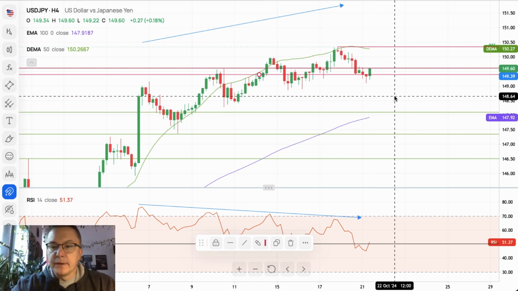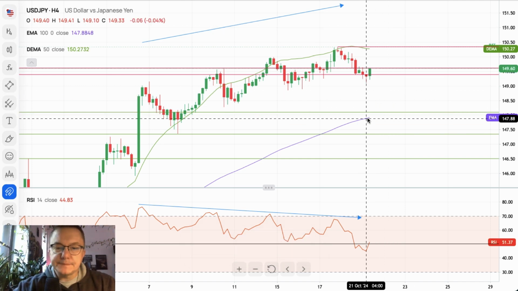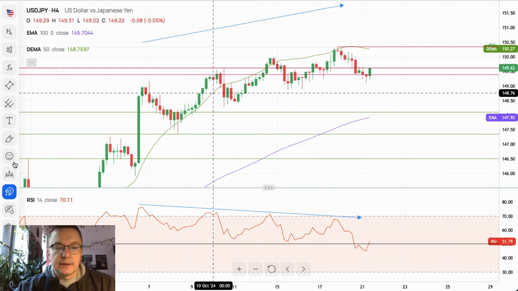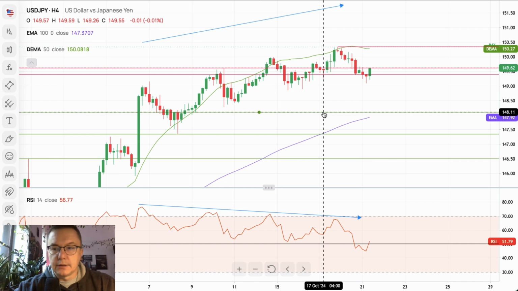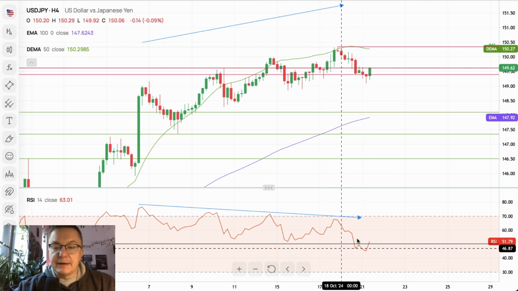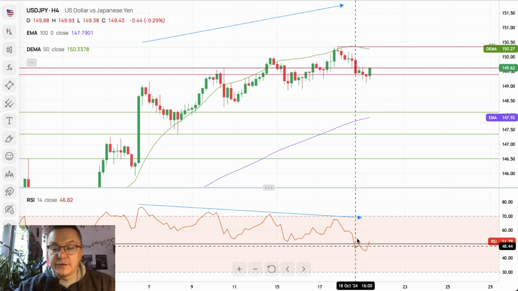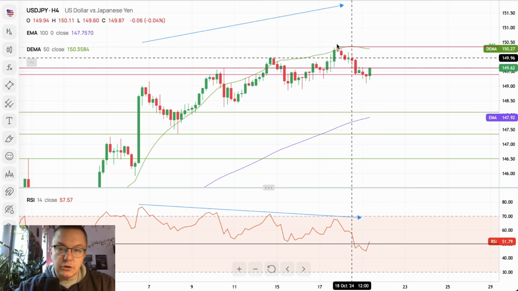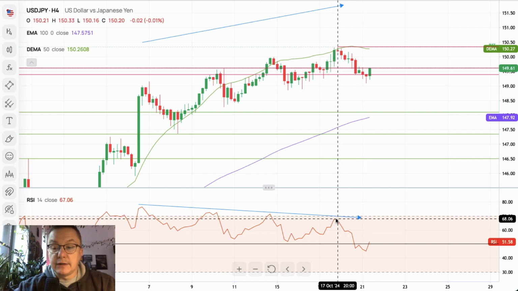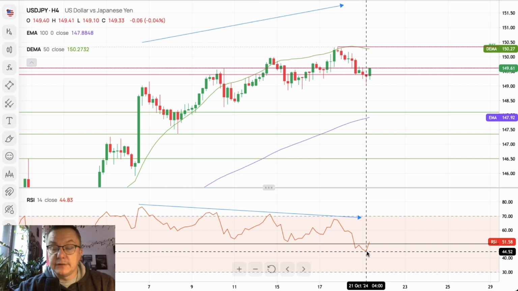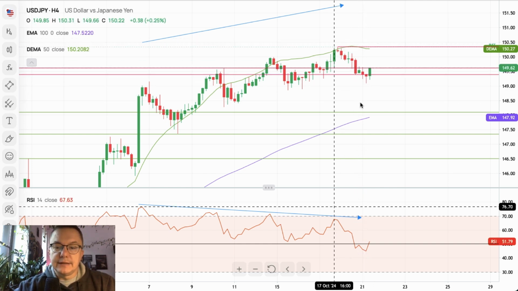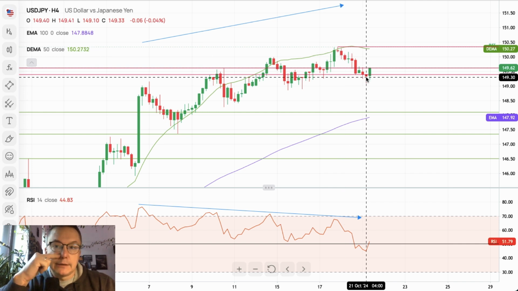dips basically, right? So it's quite a long distance to the technical support at 148.11 and the 100 periods moving average, despite the fact that we even broke below the level of 50, but now we are bouncing back. So this short movement here is enough to go from the level of 68 to the level of 44. So that's a very strong movement to the downside. In terms of the momentum, not in terms of the price, right?